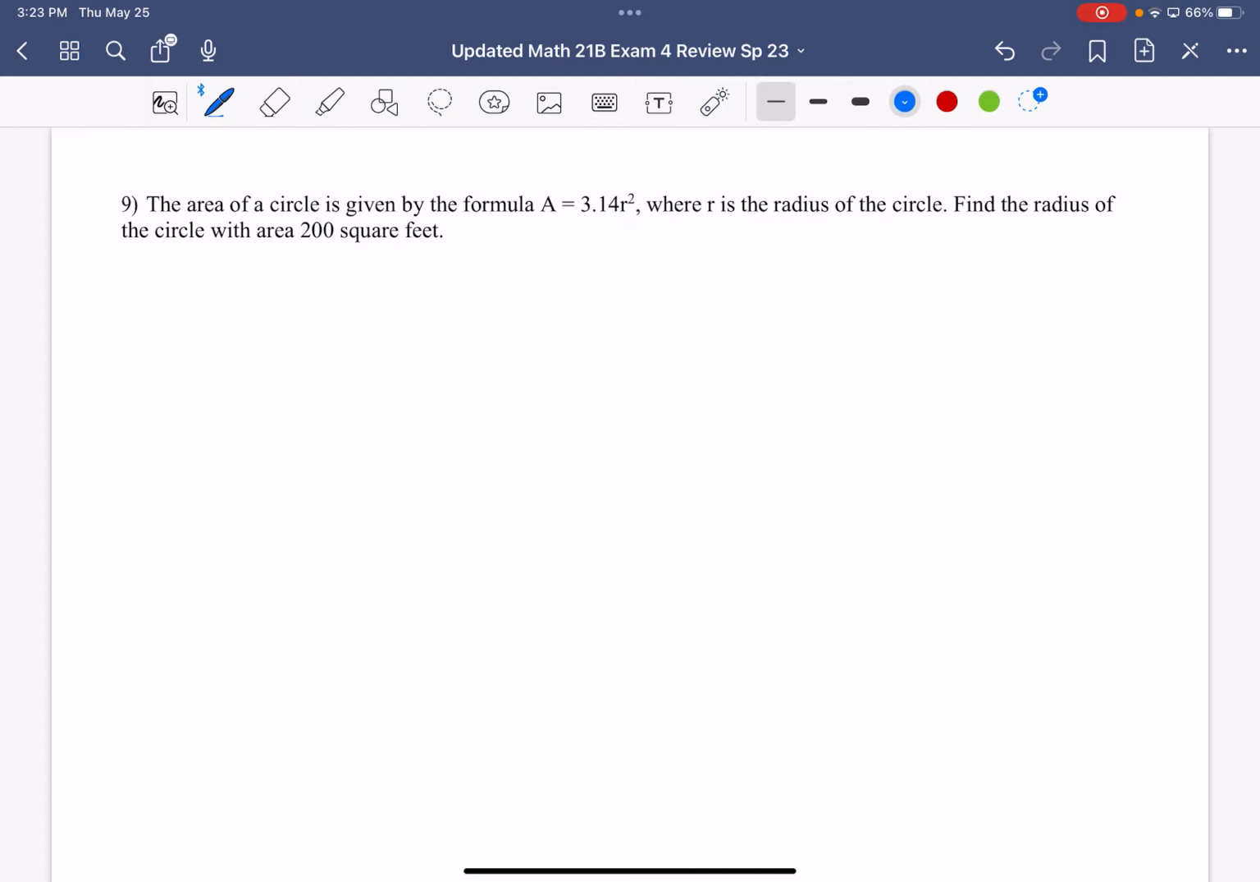Because it's giving us the area. It says find the radius. That means we don't know r. We don't know the radius. Given the area is 200. So plug in the 200 for the area A. 200 equals 3.14 times r squared.